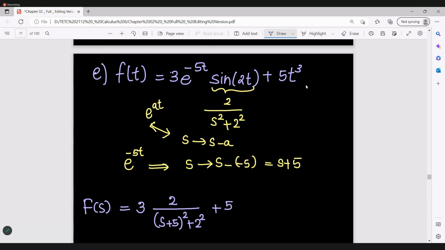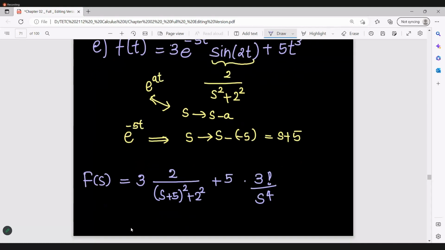What is the Laplace transform of t to the power 3? It is 3 factorial over s to the power 4. So if you need, you can simplify, so I will simplify that as well. You will obtain the final answer as 6 over (s plus 5) to the power 2 plus 4, plus 30 over s to the power 4, and s should be positive.